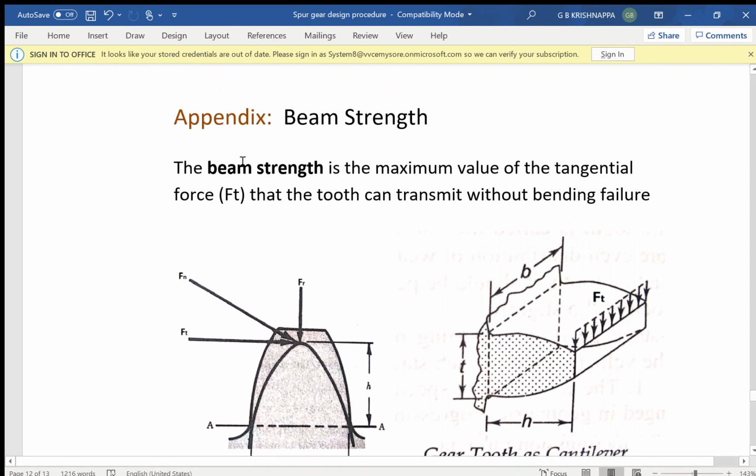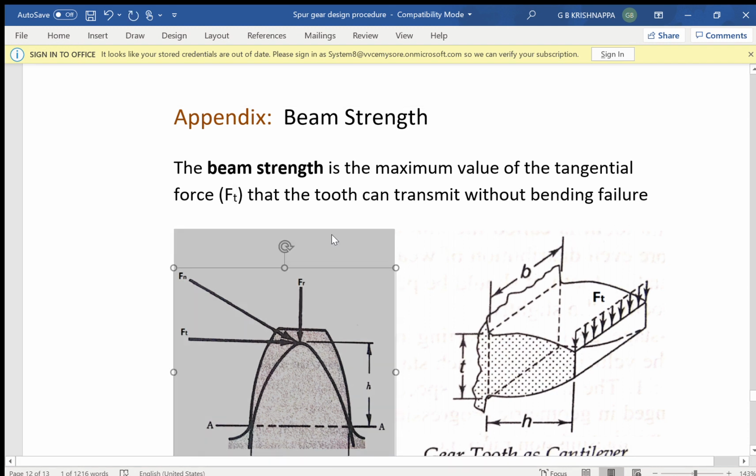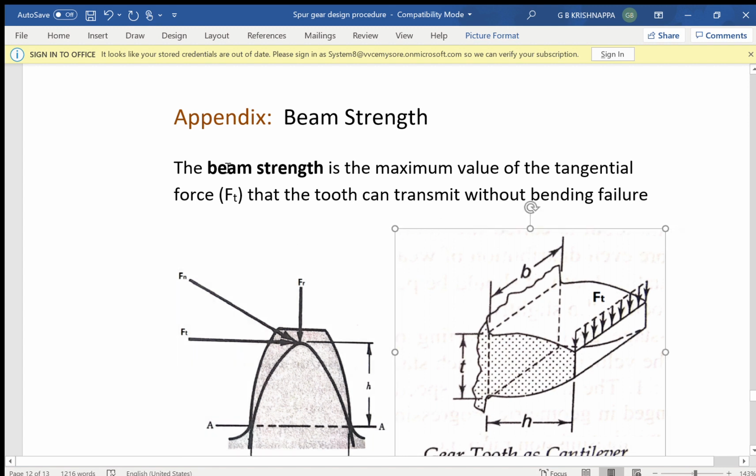Beam strength. The beam strength is the maximum value of the tangential force Ft that the tooth can transmit without bending failure. This Ft is actually suffix F suffix T. Once again, the beam strength is the maximum value of the tangential force Ft that the tooth can transmit without bending failure.